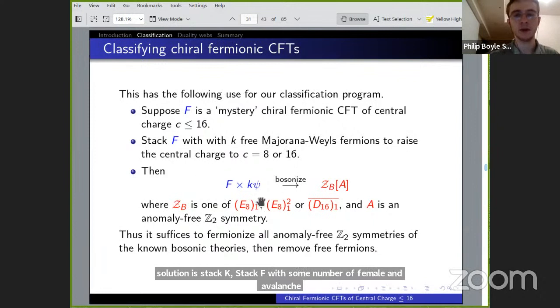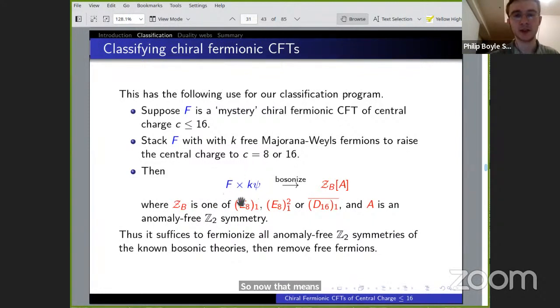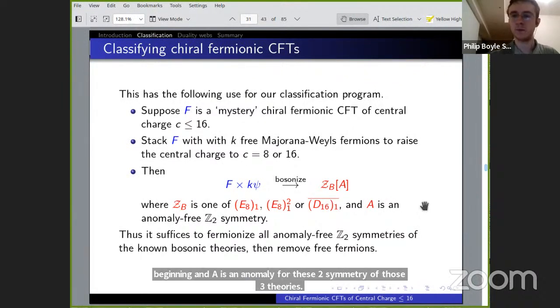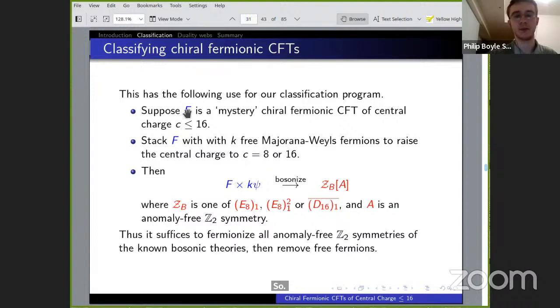So now that means that F stacked with K Majoranas, when bosonized, becomes some bosonic theory, Z_B, where Z_B is one of the three theories we discussed at the beginning, and A is an anomaly-free Z2 symmetry of those three theories. So in order to find this mystery F, it suffices to run this logic backwards.